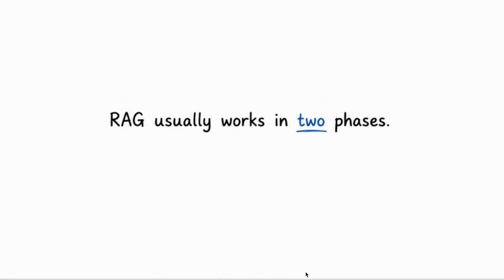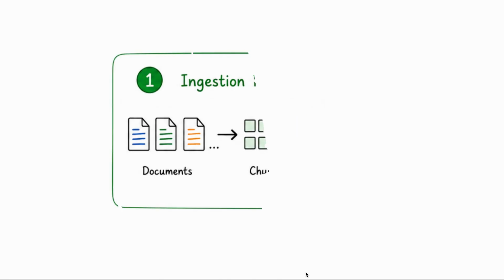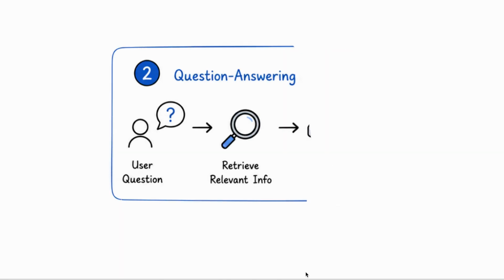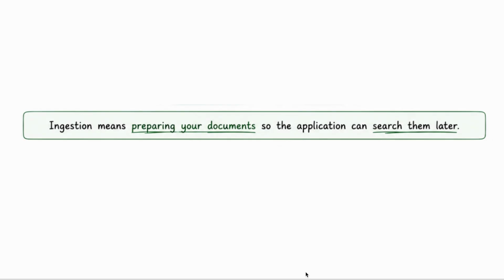RAG usually works in two phases. First is the ingestion phase. Second is the question answering phase. Let's start with ingestion. So ingestion means preparing your documents so the application can search them later.